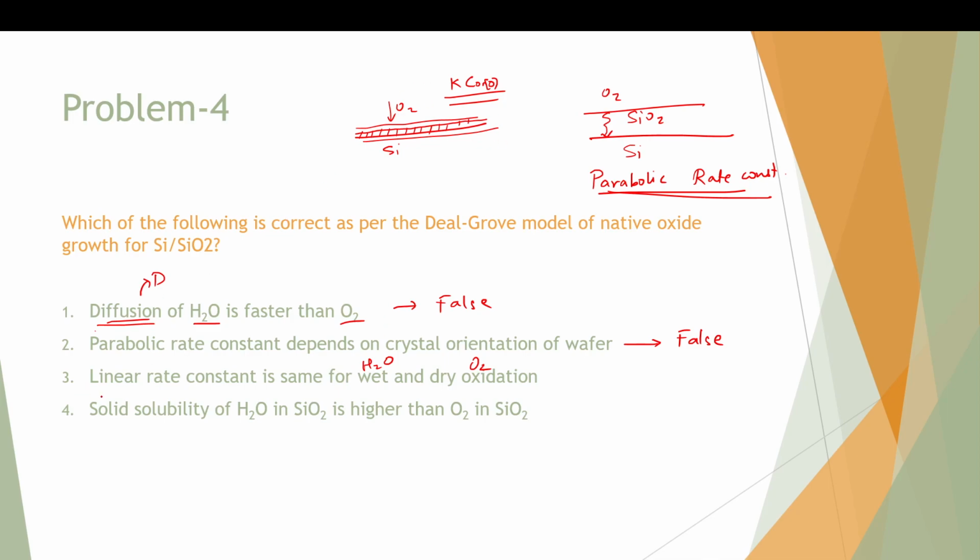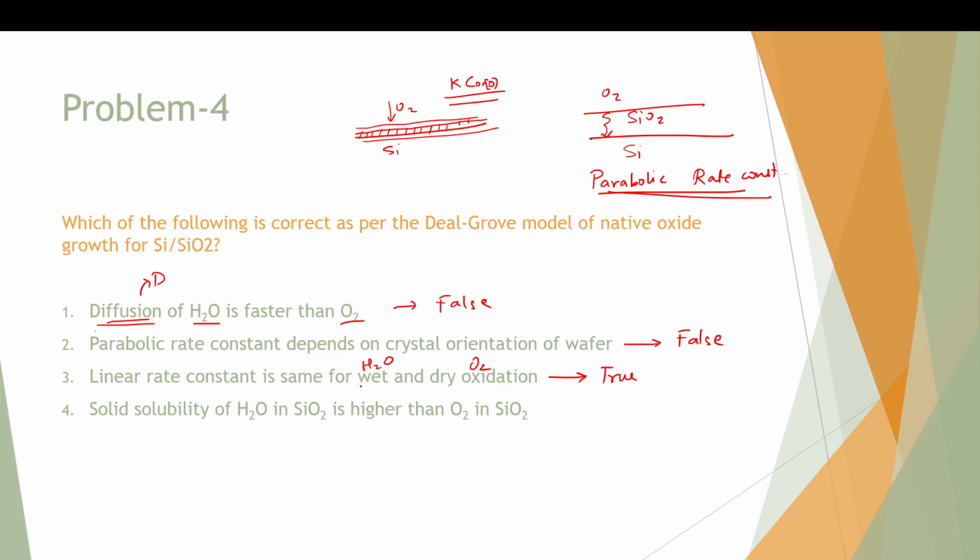So the linear rate constant is relevant when we are having thin films, right? So it is basically reaction rate limited, and this limitation will be reduced in case of H2O, because H2O will reach the silicon surface faster because it has the highest solid solubility in SiO2 compared to oxygen. So this is in fact true.